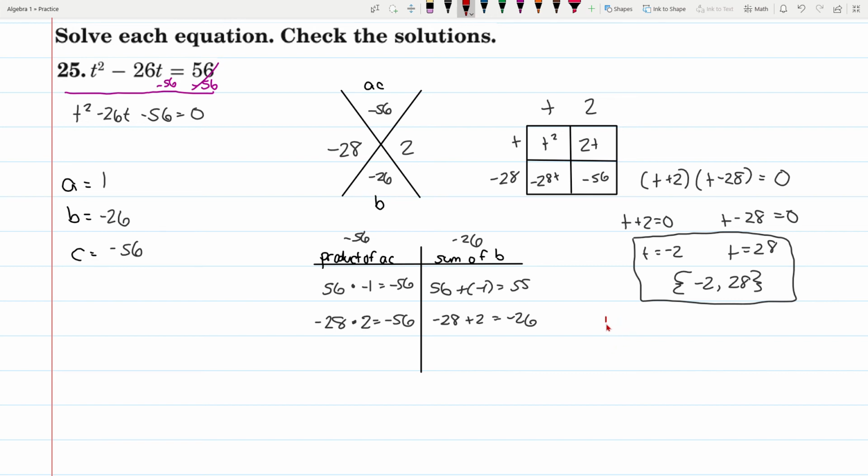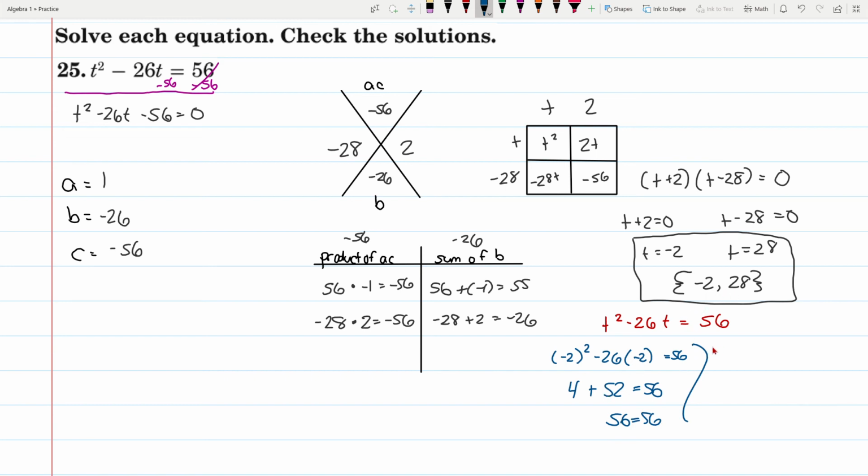So t squared minus 26t equals 56. And so we'll start with the negative 2. Negative 2 squared minus 26 times negative 2 needs to equal 56. This is 4 plus 52, which needs to equal 56, and it does.